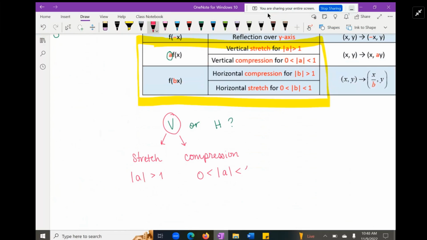If that number, though, is between 0 and 1, in other words, if it's a proper fraction, small number over big number, then this means we have a compression. And what does this look like on the graph? If it's a vertical stretch, we're stretching the graph vertically. If it's a compression, we're compressing the graph vertically, okay?